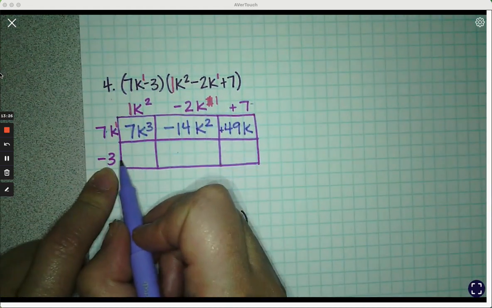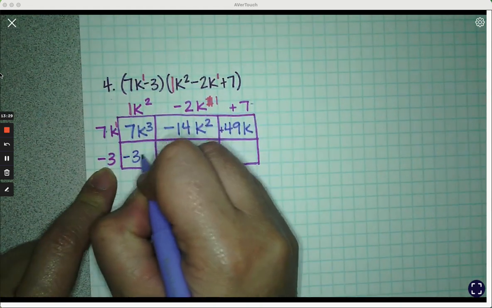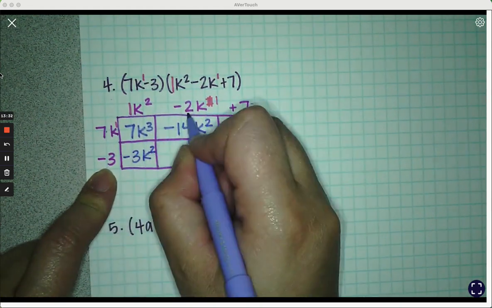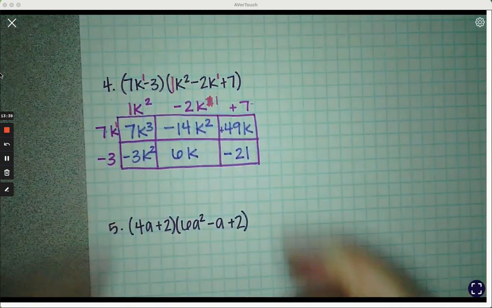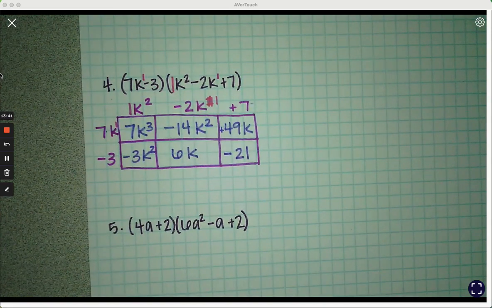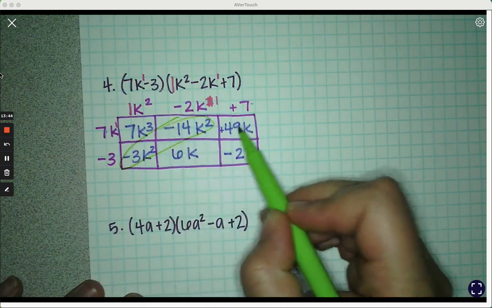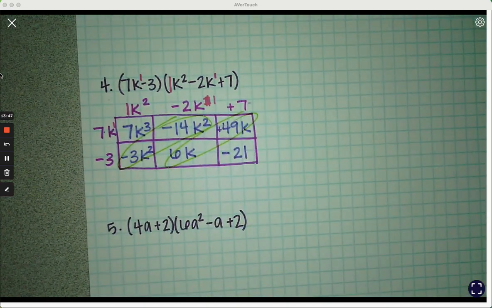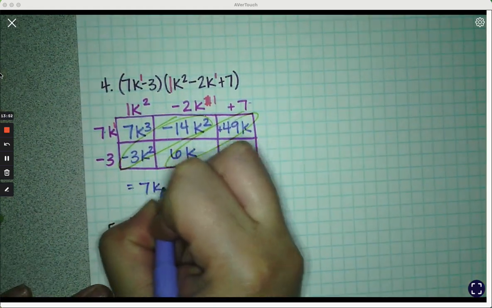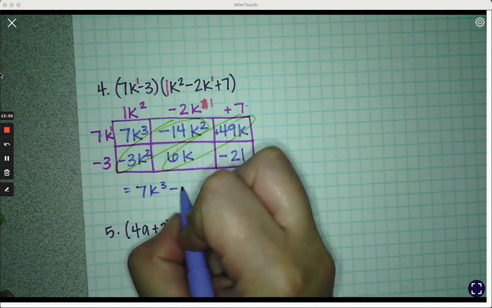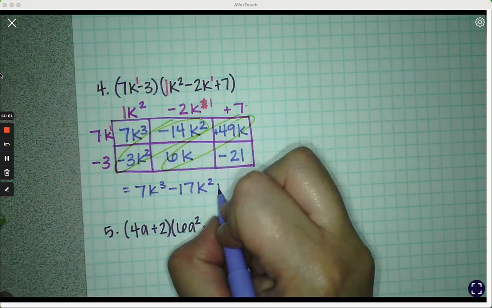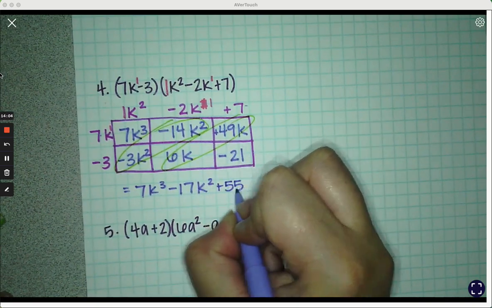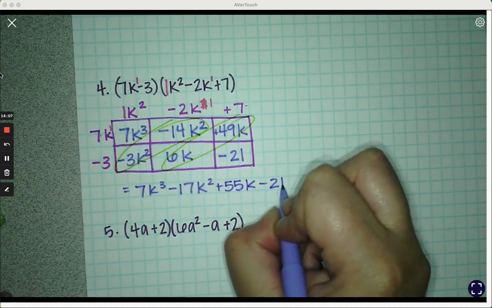Now we're going to move to the bottom row. Negative 3 times k squared, negative 3k squared. Negative 3 times negative 2 is a positive 6k. Negative 3 times 7 is minus 21. And if you notice, our like terms are still diagonal. So when we add all of them together, we get 7k cubed minus 17k squared. 49 and 6 is a positive 55k minus 21.